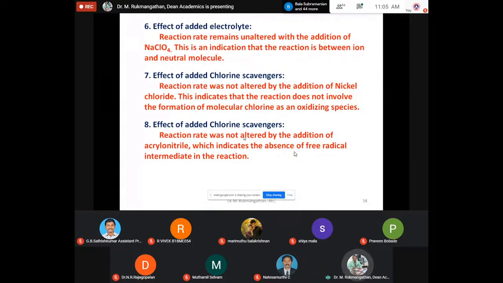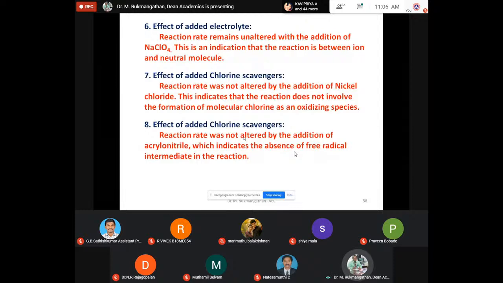Is there any involvement of molecular chlorine in the reaction mechanism? We have to find out. When nickel chloride is added to the reaction mixture and it is subjected to the kinetic study, since the reaction rate is not getting altered, molecular chlorine is not at all involved. So out of five oxidizing species, molecular chlorine has been ruled out. This will become clear when we discuss the reaction mechanism.